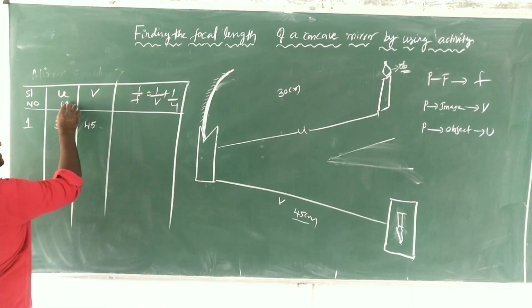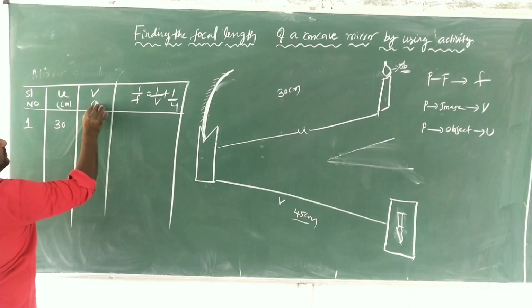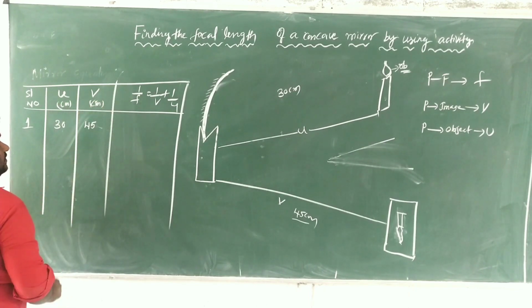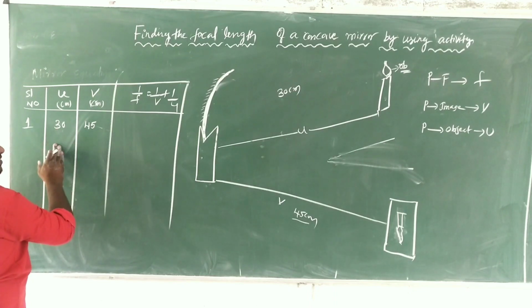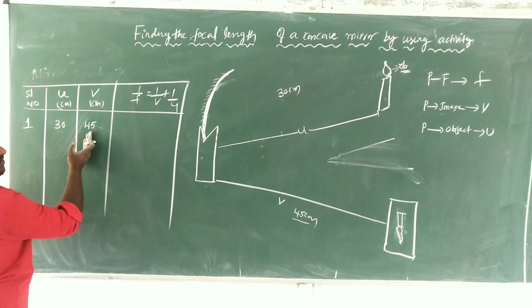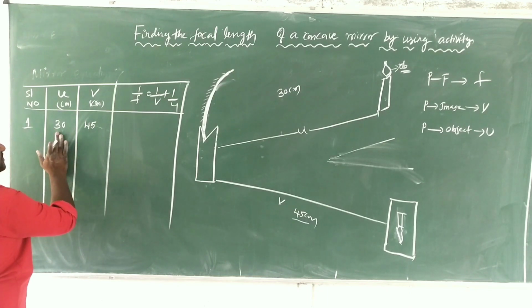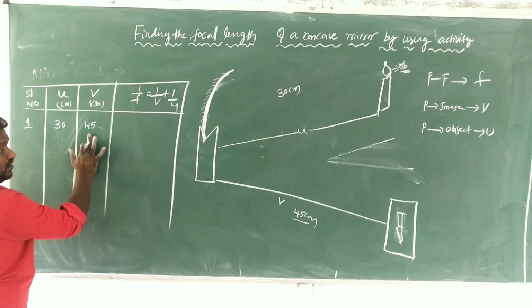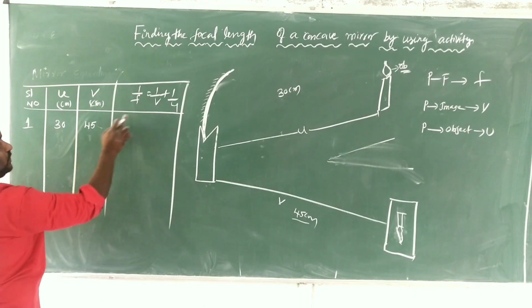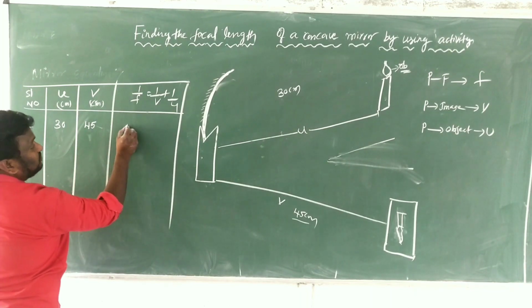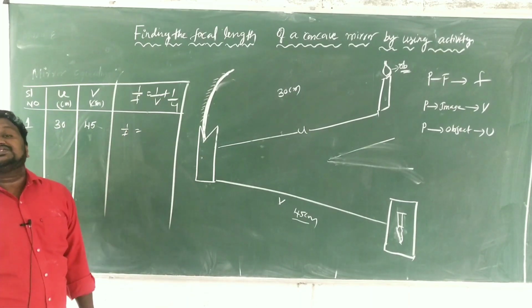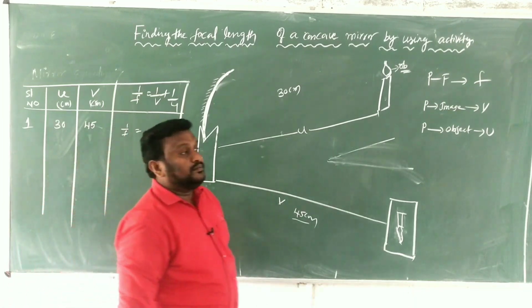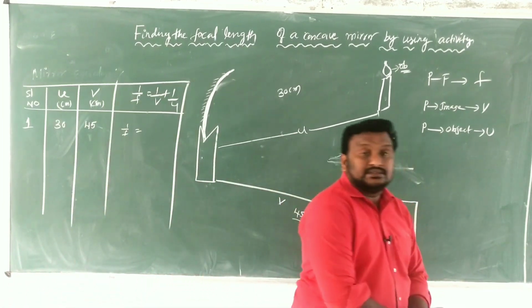So U is in terms of centimeters, V also in terms of centimeters. Clear? Already we have taken the U value, and we got 45. So for 30 centimeters of the distance, we are getting the image distance as 45. And by substituting these two in this mirror equation, we will get one F value. Clear? This is the procedure, children, to find the focal length.